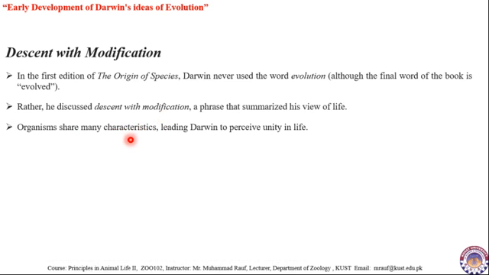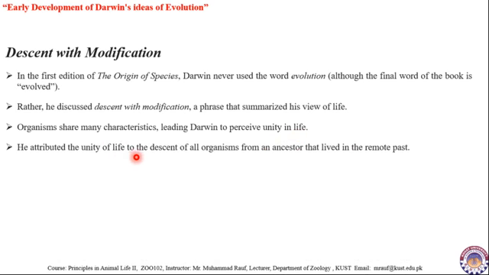Organisms share many characteristics, leading Darwin to perceive unity in life. Organisms share characteristics because of having a common ancestor, and the ancestor can be a recent common ancestor or a distant common ancestor. Now, the number of shared characters depends upon the last common ancestor. If it is a recent one, then more characteristics will be in common between two organisms. If the last common ancestor is a distant one, then few characteristics will be shared.